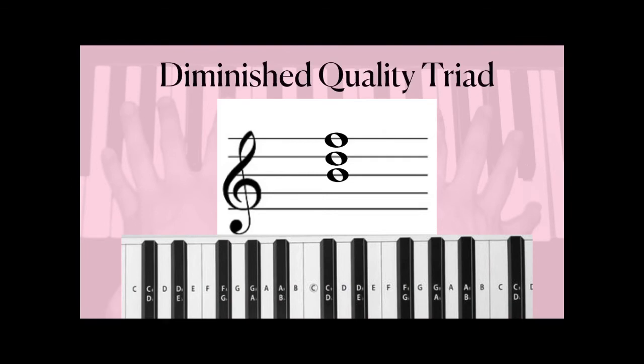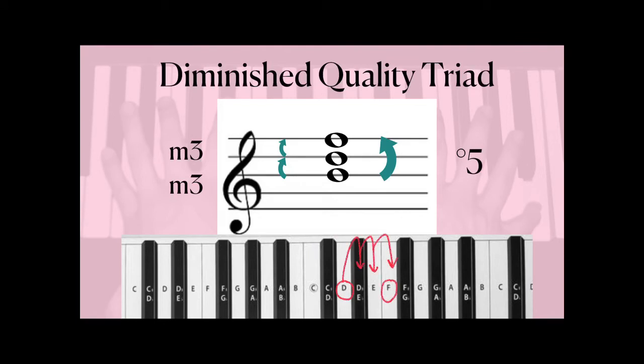Let's determine what this diminished quality triad looks like on a staff. We see an example here. If we calculate it on our keyboard, we find a minor third on the bottom, a minor third on the top, and a diminished fifth between the root and the fifth. 3 half steps from B to D, 3 half steps from D to F.